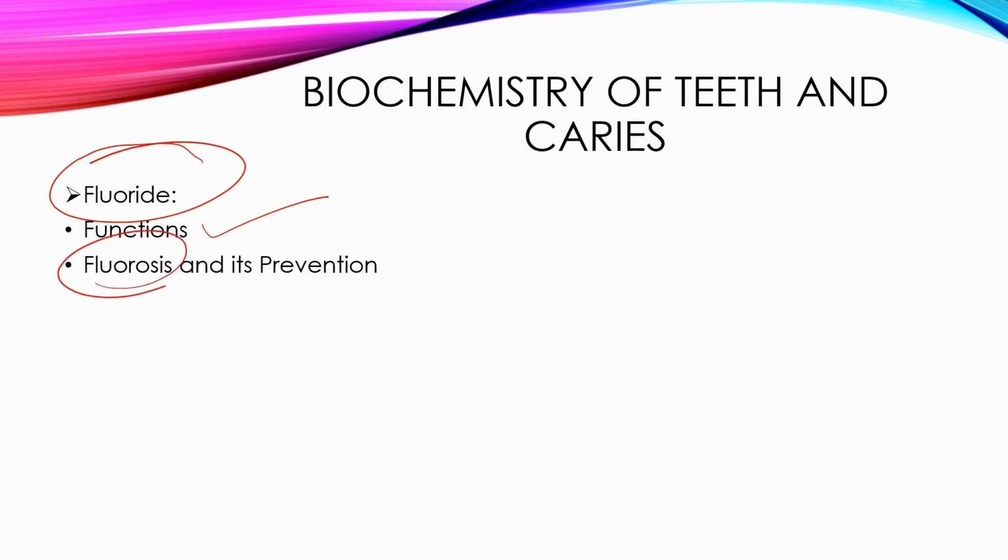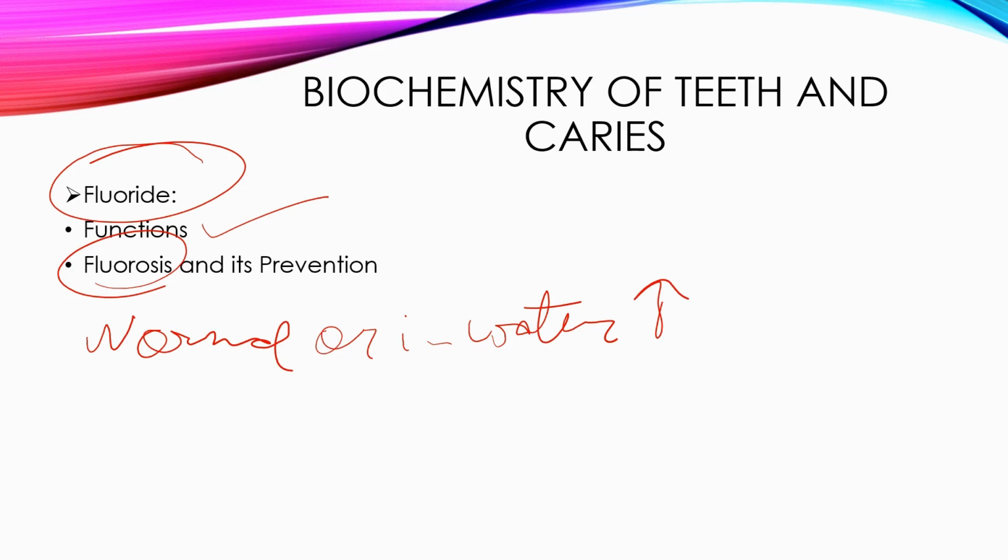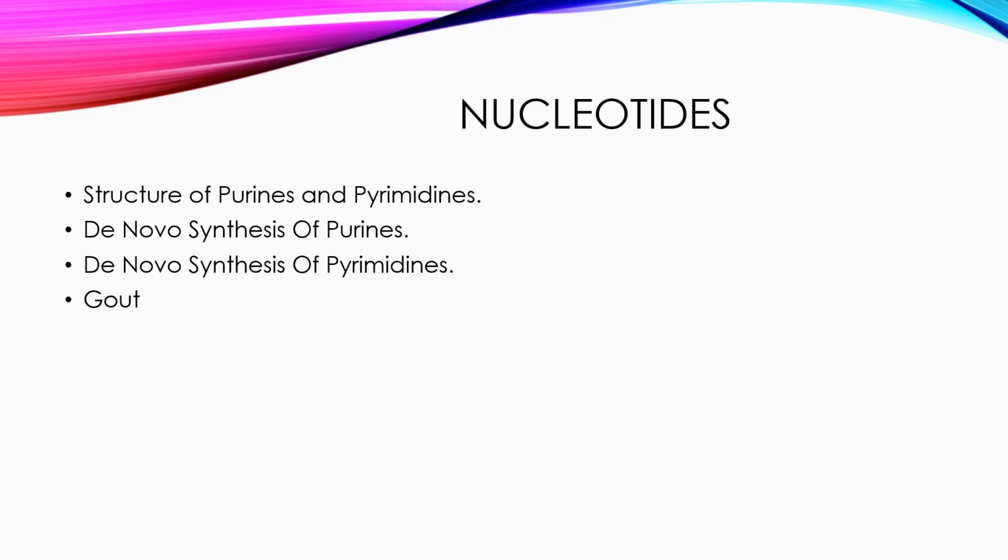Means you have to write the normal values of the fluoride in body or in water you drink, and what will happen if the quantity of the fluoride in water increases. That is what causes fluorosis. Okay, then write about fluorosis, how it's dangerous for our teeth, and how it can be prevented or treated.